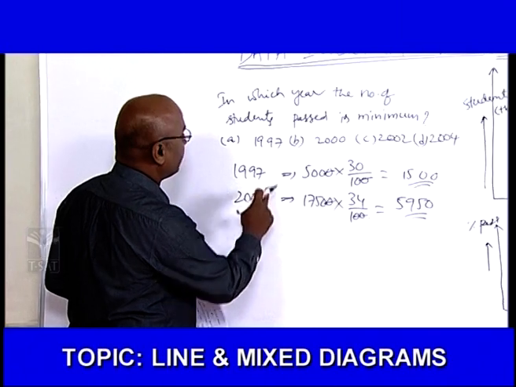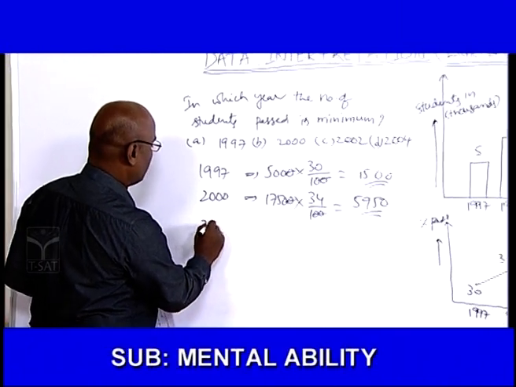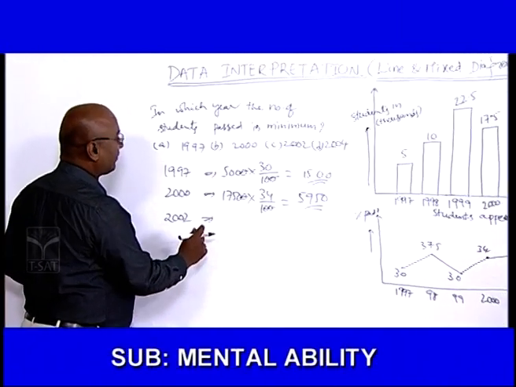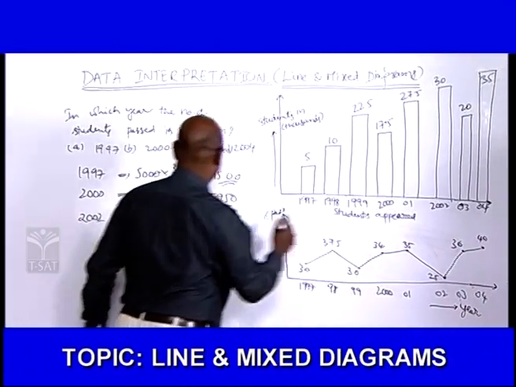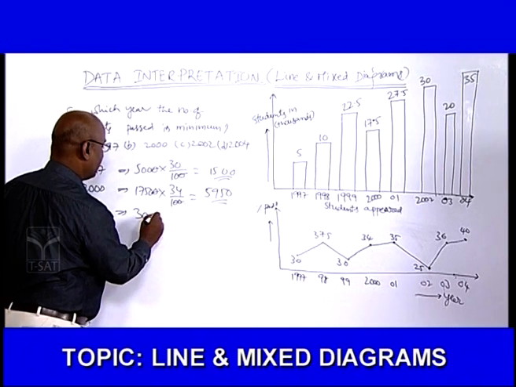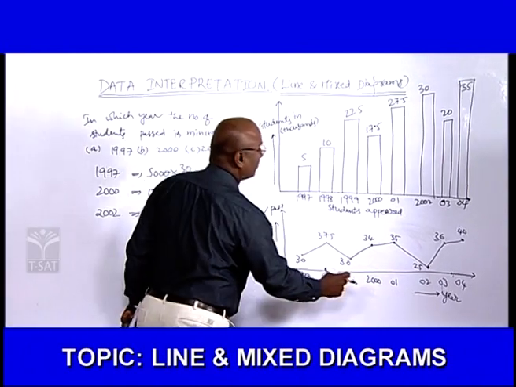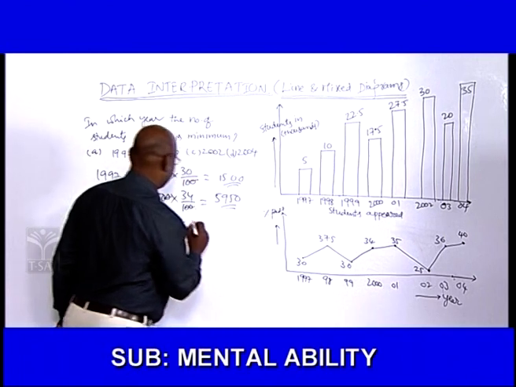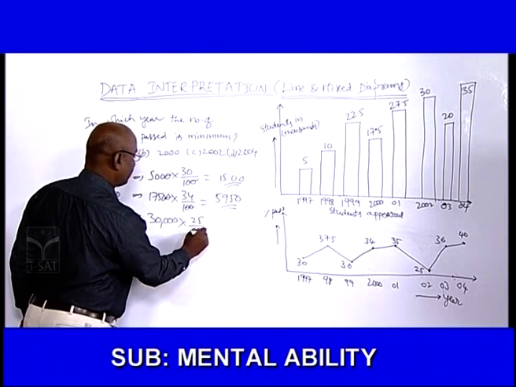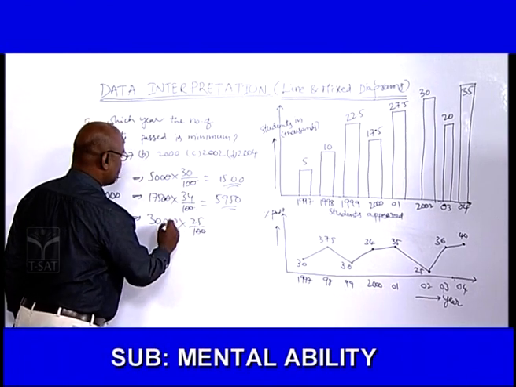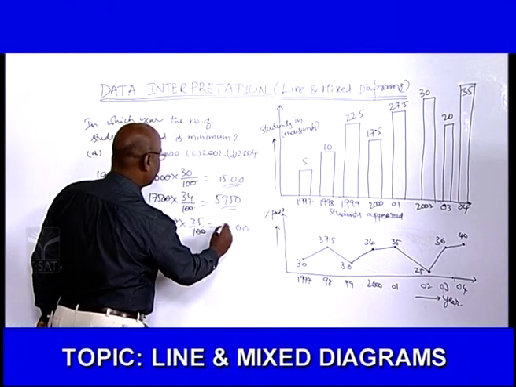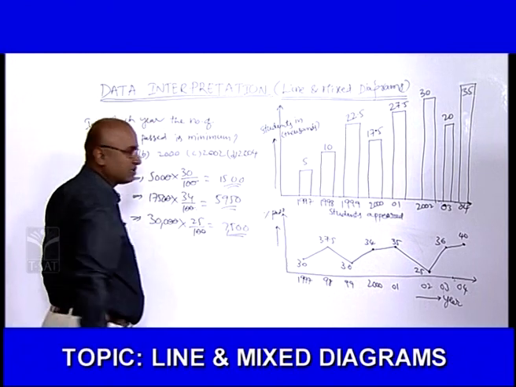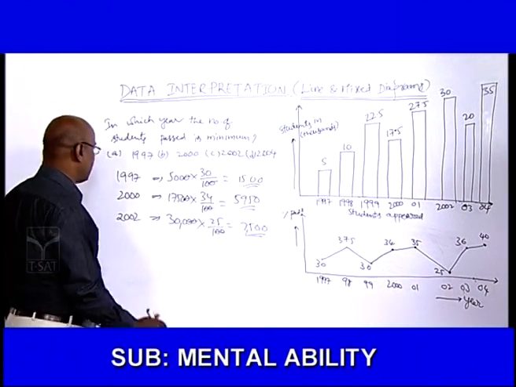నెక్స్ట్ ఇన్ ద ఇయర్ ఆఫ్ 2002 నంబర్ ఆఫ్ క్యాండిడేట్స్ పాస్డ్. 2002లో అప్పీర్ అయినటువంటి విద్యార్థుల సంఖ్య 30,000. సో 30,000 ఇంటూ పాస్ అయిన విద్యార్థుల సంఖ్య 2002లో 25%. సో 25% ఆఫ్ 30,000. That is equal to zeros and 25 3s are 75. So 7,500 number of students are passed in the year 2002.